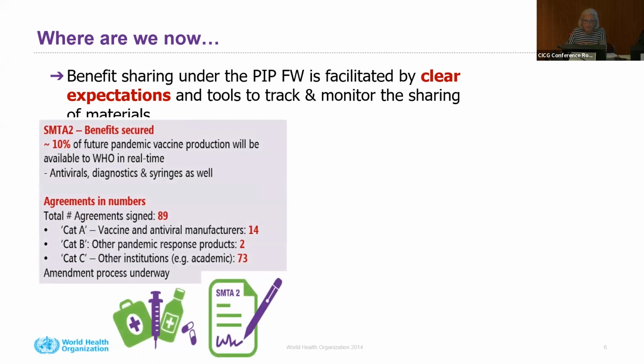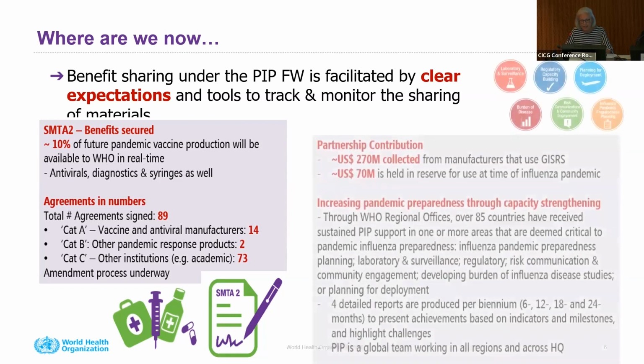we have secured through the SMTA2s, we've signed agreements with all of the large vaccine manufacturers, and we will have access at the time of the next pandemic to 10% of future pandemic influenza vaccine production as it rolls off the production line. This is the real-time access, and it really is a critical feature of this. The agreement is with WHO, so the vaccine would come straight to WHO, and WHO would be able to allocate it to countries based on public health need. We also have diagnostics and syringes under these contracts, and a number of other agreements have been signed.